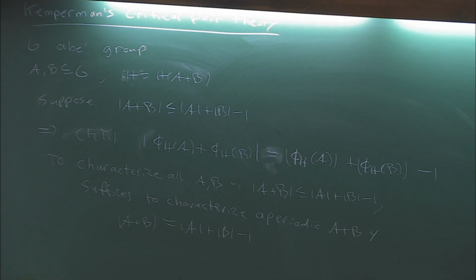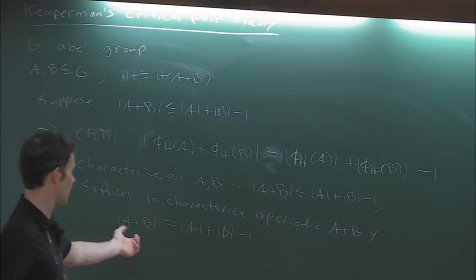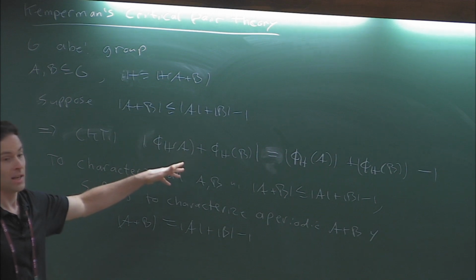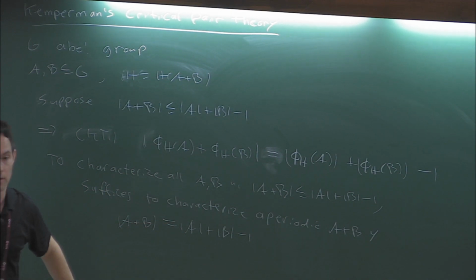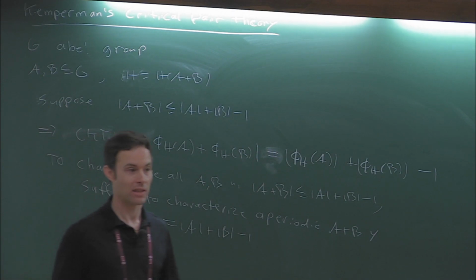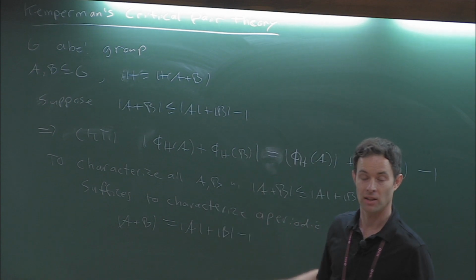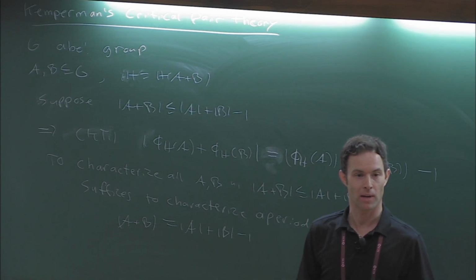But if we can characterize all possible sum sets that satisfy this equality, the sum set has size A plus B minus 1, and it's aperiodic, then via Kneser's theorem, we'll have characterized all of them. What exactly do these sets look like? Kneser's theorem is giving us an approximate result. If we're strictly below this bound, it's saying the sets would have to be periodic, but it doesn't tell us what happens right at the threshold.